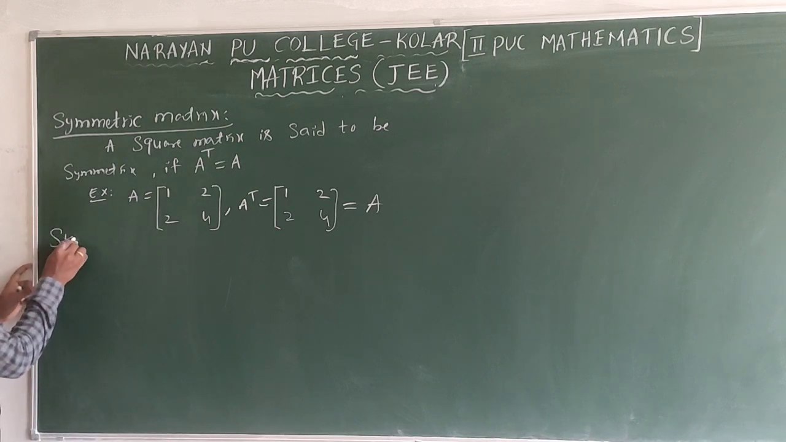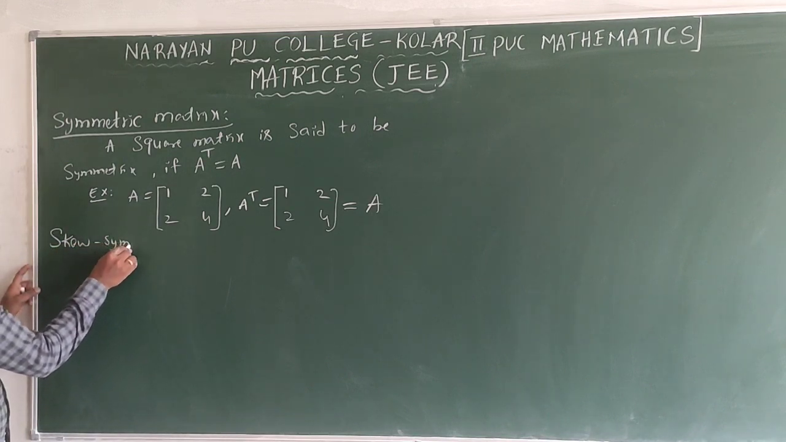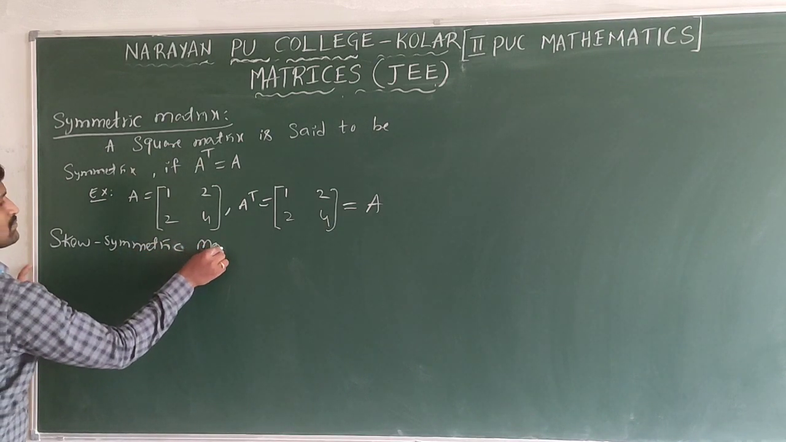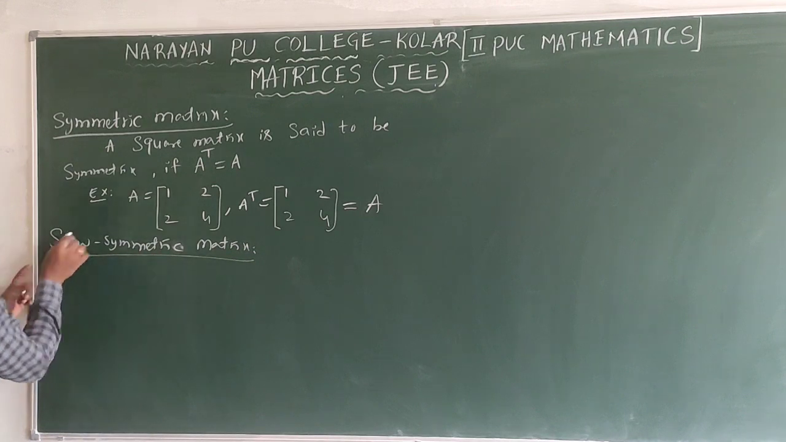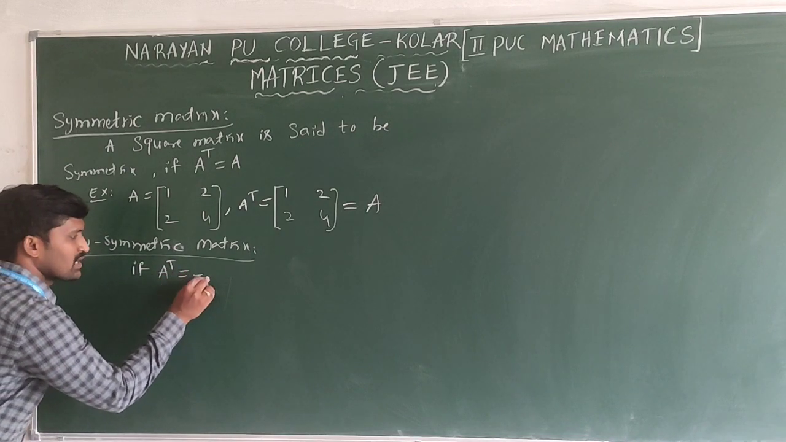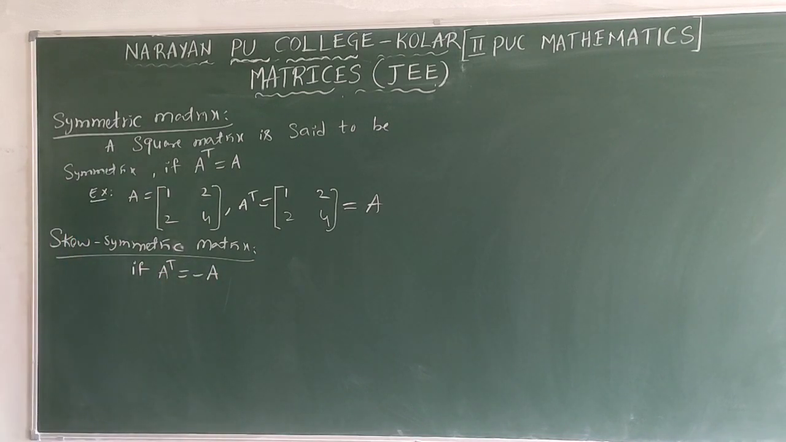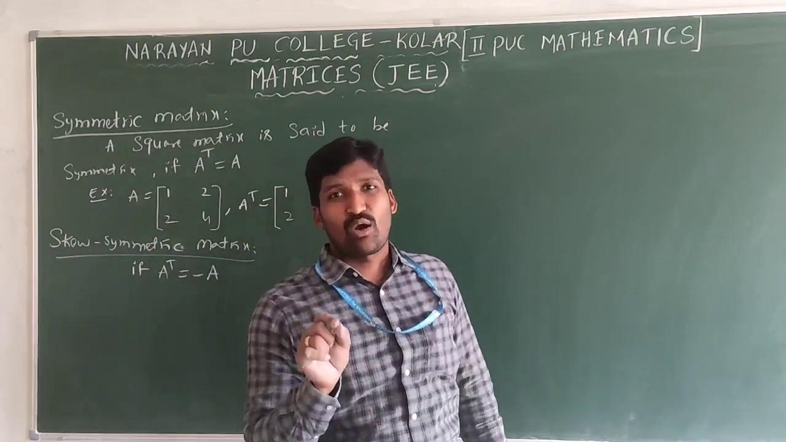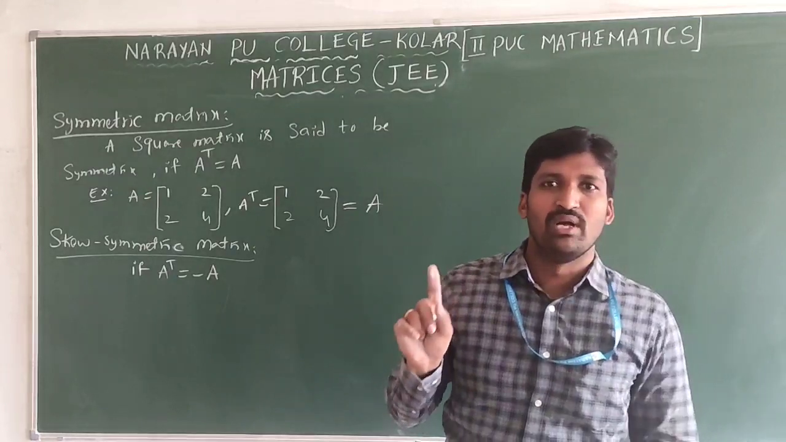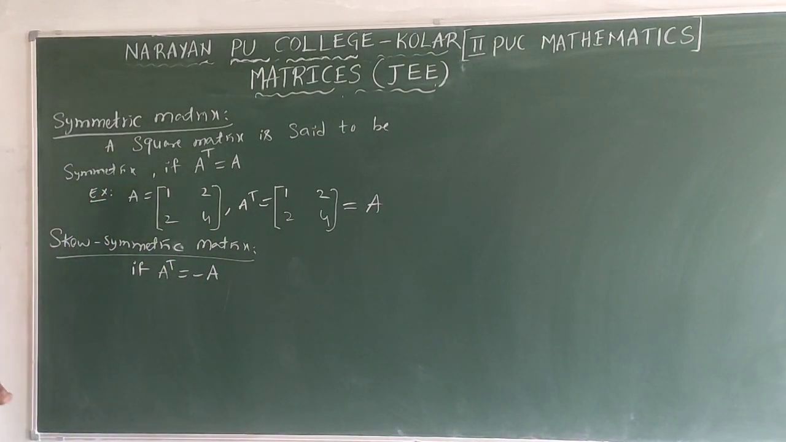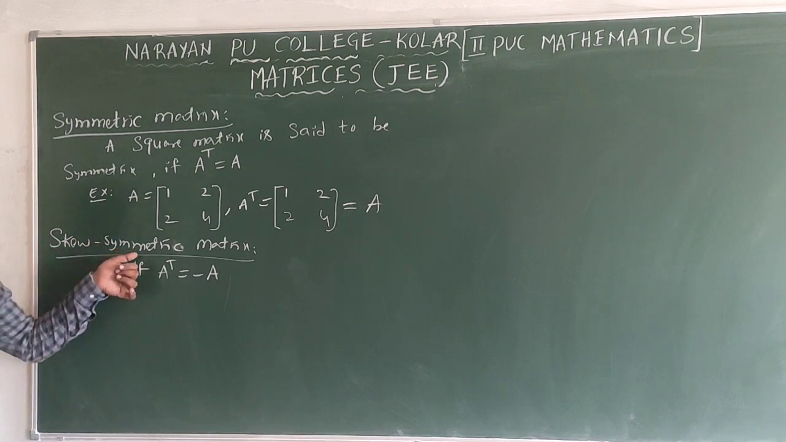Next, skew-symmetric matrix. Same, a square matrix is said to be skew-symmetric if A transpose is equal to minus A. Here one more thing you should remember. For every skew-symmetric matrix, diagonal elements are always 0. Then only this condition is applicable for any square matrix to be a skew-symmetric matrix.